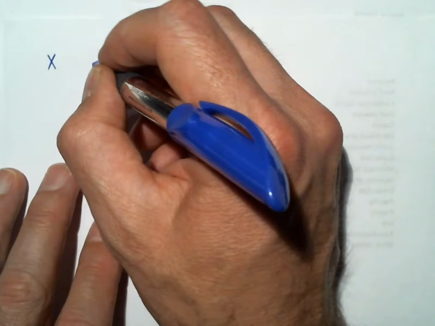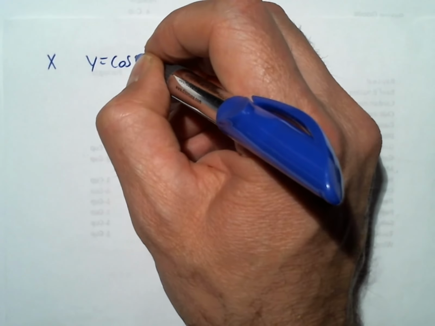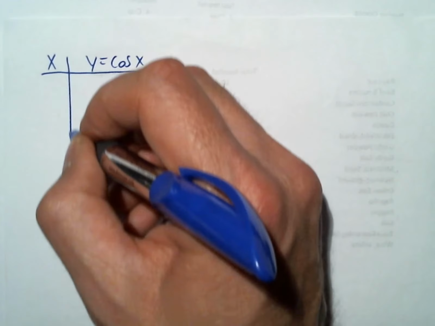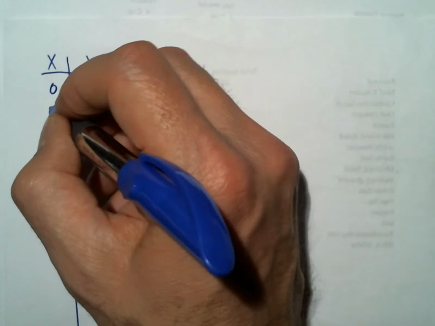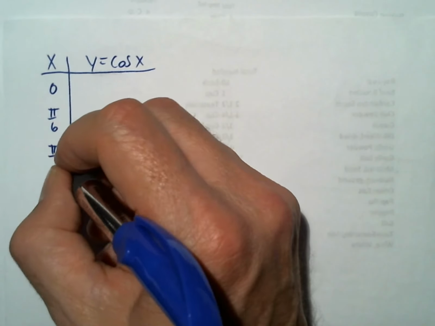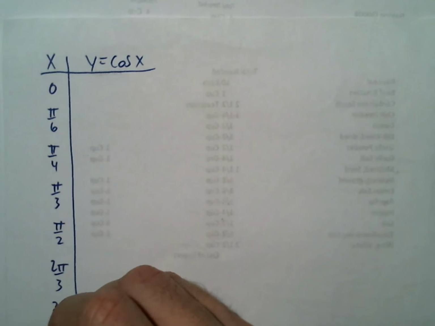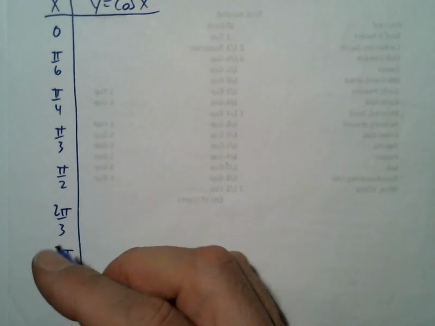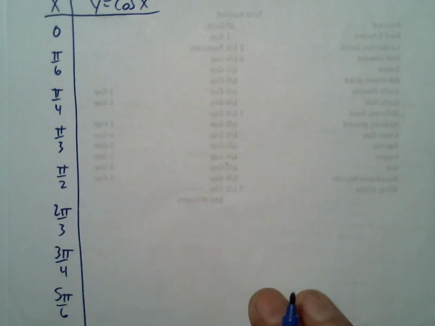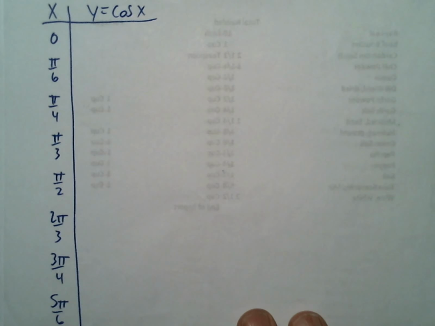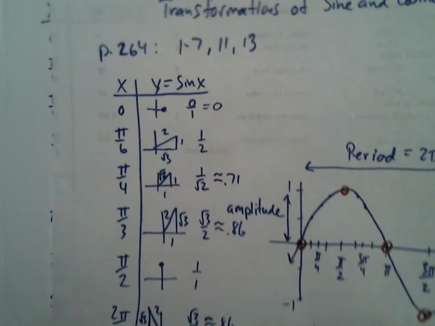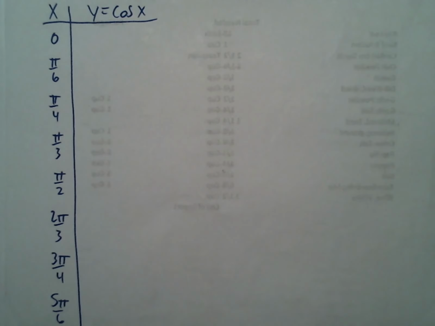Alright, let's do the same thing with cosine. And you can use the same pictures that we used in the previous problem. We have all the same pictures. So pause the video, find the values of cosine, and see what the graph looks like.